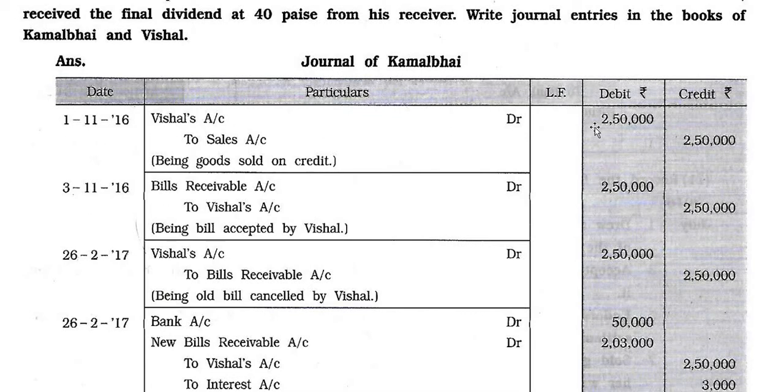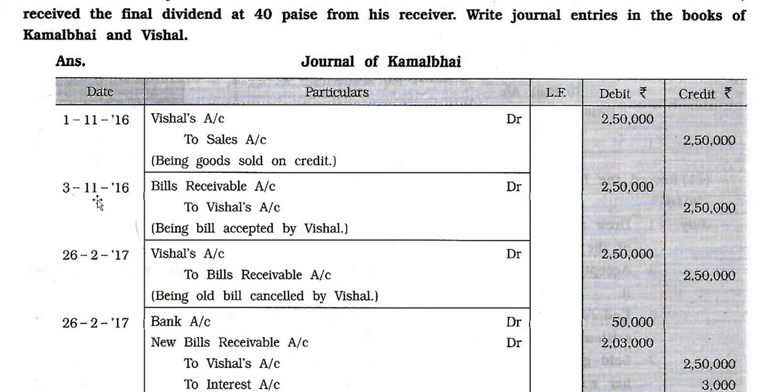1/11/2016, Vishal account debit 2,50,000 to sales account 2,50,000, being goods sold on credit. 3/11/2016, after 2 days, the bill is drawn by Kamalbai. Bills receivable account debit 2,50,000 to Vishal account 2,50,000, being bill accepted by Vishal. Kamalbai is the drawer. Kamalbai drew the bill on Vishal. Vishal accepted this and returned it.